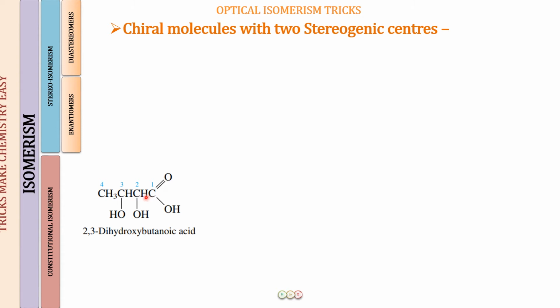Carbon number 2 is attached to a hydrogen, an OH group, a COOH group, and the whole of this group. And C3 will be attached to a CH3, a hydrogen, an OH, and the whole of this group. So 4 different groups for 2 of the carbons, C2 and C3. There are 2 chirality centers.